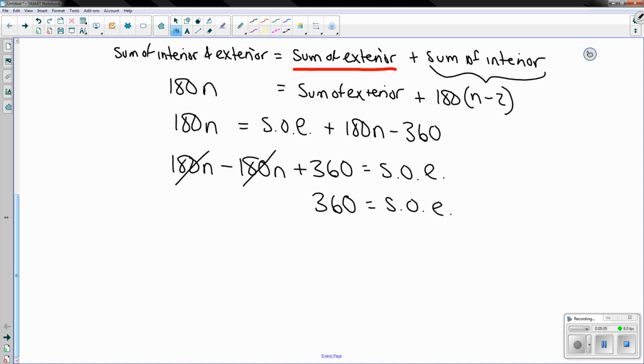And that is why you can see that the sum of the exterior angles is not dependent on how many sides or angles that shape has, because that is represented by this variable n, and that has canceled out. So it is true, no matter how many sides our polygon has, the sum of the exterior angles will always total 360 degrees.